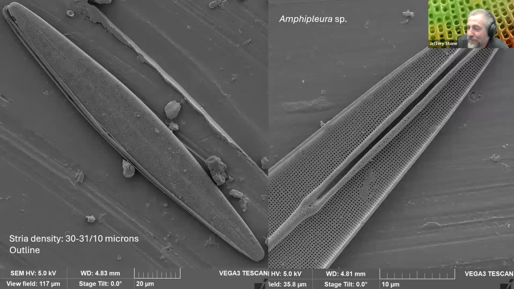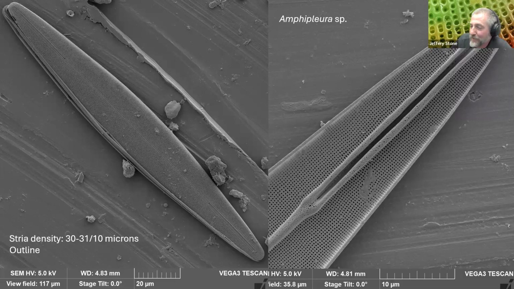And I measured it on the scanning electron microscope. I got values between 30 and 31, which don't seem to match anything from North America that's been identified. And the closest thing to it has striae density that are usually in the 26 to 28 range. And it has a different central sternum than this thing does.